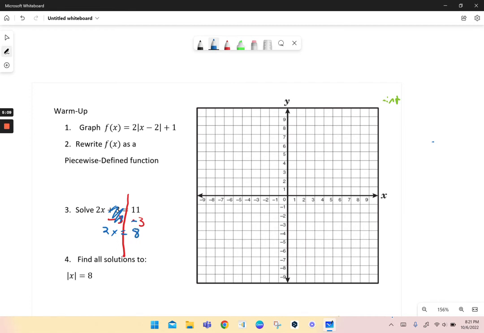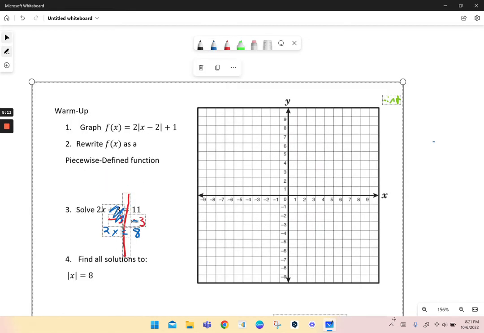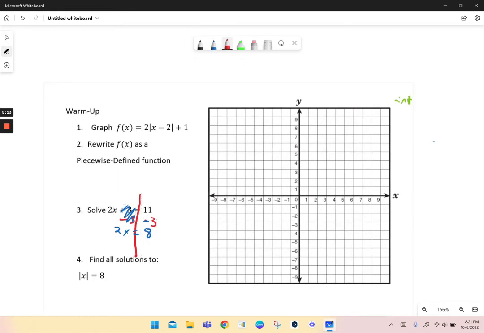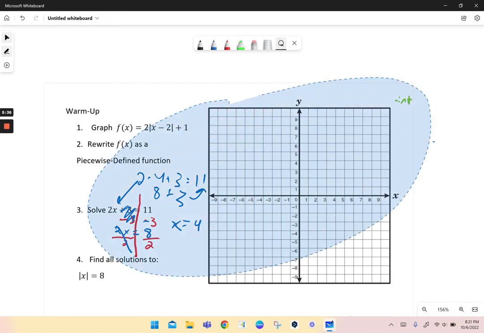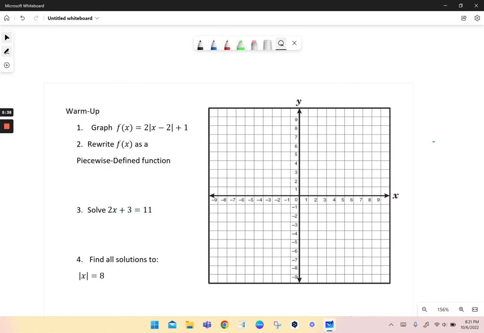equals 8. And since x is getting multiplied by 2, we're going to divide by 2. And so x is equal to 8 divided by 2, which is 4. And we can go back in and see that 2 times 4 plus 3 is 11. 2 times 4 is 8. 8 plus 3 is 11. So that's the solution.